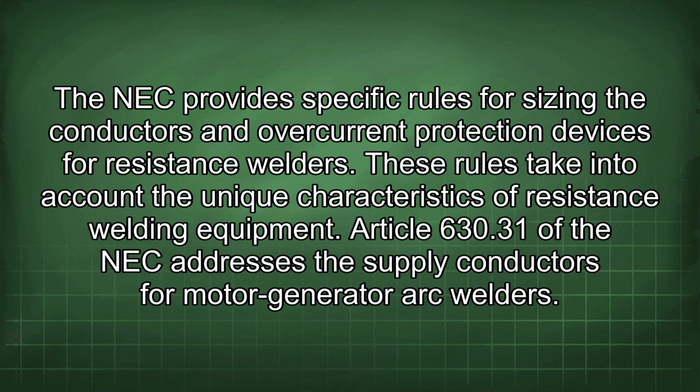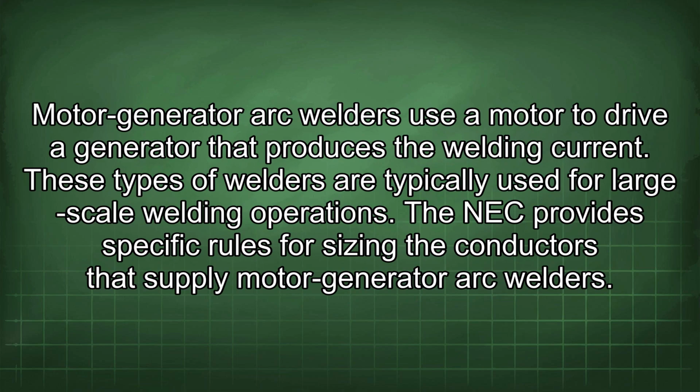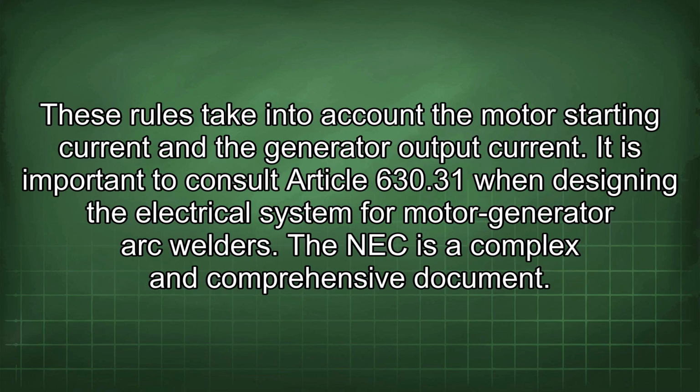Article 630.31 of the NEC addresses the supply conductors for motor generator arc welders. Motor generator arc welders use a motor to drive a generator that produces the welding current. These types of welders are typically used for large-scale welding operations. The NEC provides specific rules for sizing the conductors that supply motor generator arc welders. These rules take into account the motor starting current and the generator output current. It is important to consult Article 630.31 when designing the electrical system for motor generator arc welders.